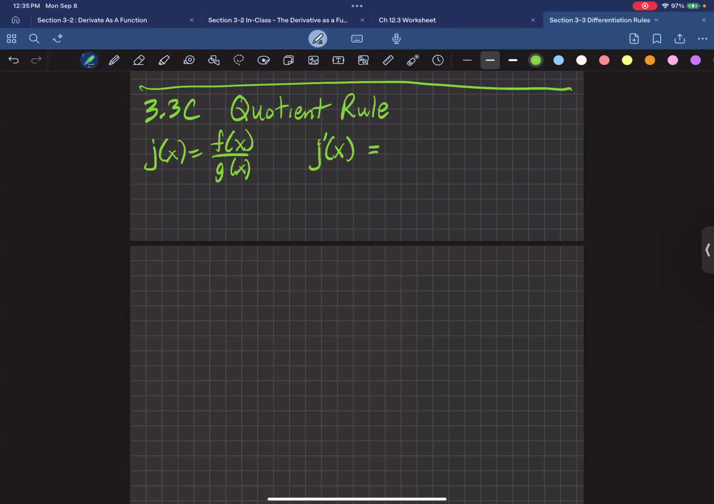The way I remember this, and I'm going to tell you the jingle before I write it, I'll write the jingle as I'm doing it: Low D high minus high D low over low squared. Low D high minus high D low over low squared.